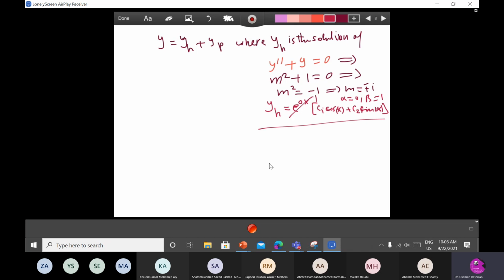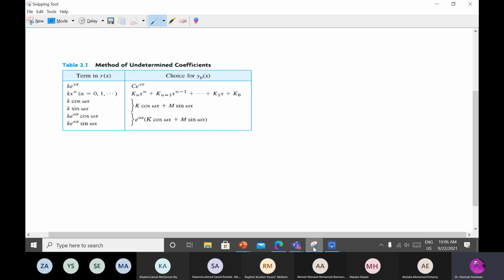Anything to the power 0 is 1. Now how to find YP? YP is the particular solution. Which case is this one, from these cases?